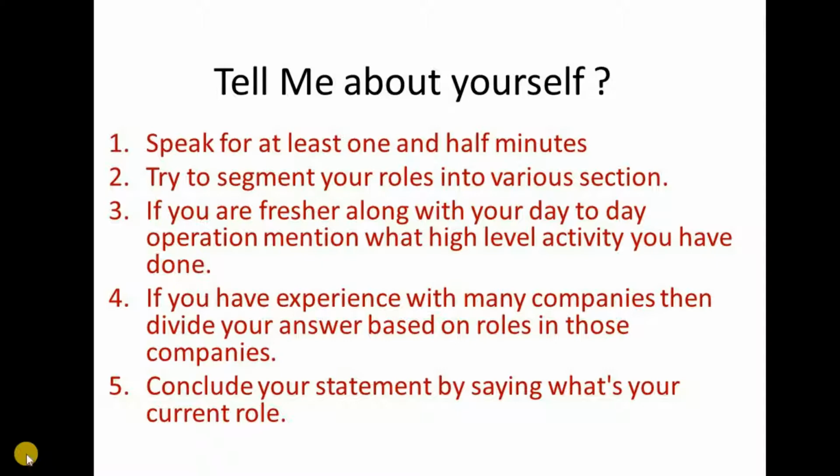First, try to segment your roles into various sections. If you have worked for 3 years, then mention what your role was in the first year and what activities you have done, and then mention that after 1 year you were given a different role and responsibilities, and again in the third year you moved to a different role, and since then you are continuing with that same particular tasks.